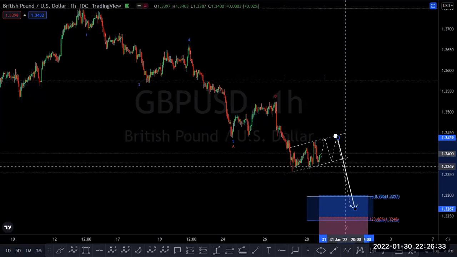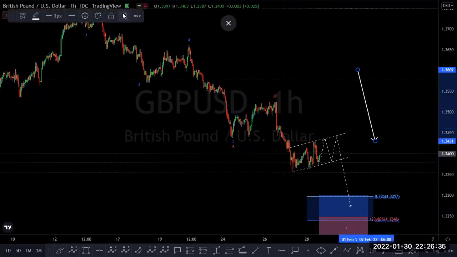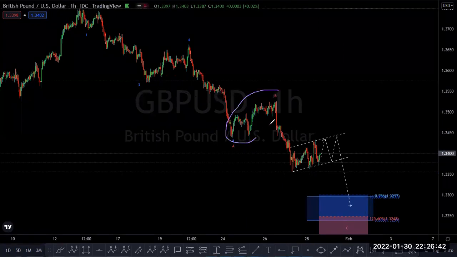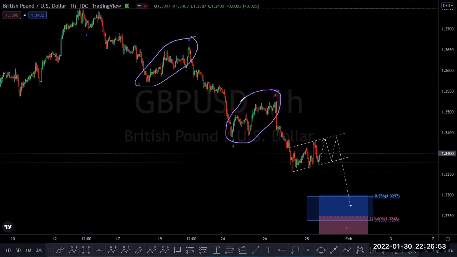So maybe we get a pattern like this. You see this pattern, something like that may happen here, and we can see it is similar. The market is repetitive in nature. If you watch this and this, they are all similar. So if we get another move down, we may sell from here, and the final drop will happen. Okay.